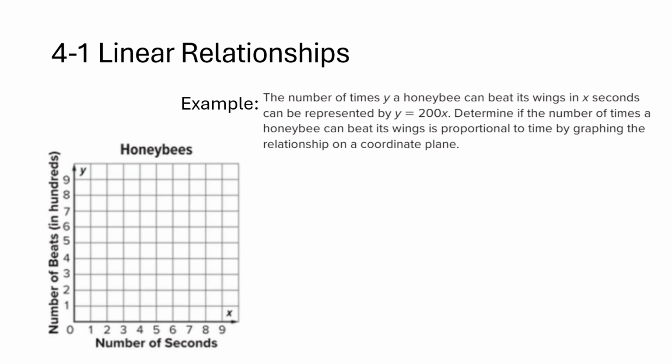All right, so the only thing left here is to get into an example. And here we have our only example for the section because I think our practice is going to be enough. The number of times y a honeybee can beat its wings in x seconds can be represented by y equals 200x. Determine if the number of times a honeybee can beat its wings is proportional to time by graphing the relationship on a coordinate plane. So all you're going to do is fill out a chart and then graph on your coordinate plane. Let's take a look at that.